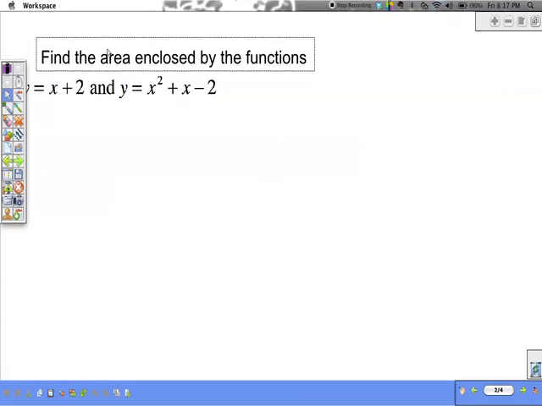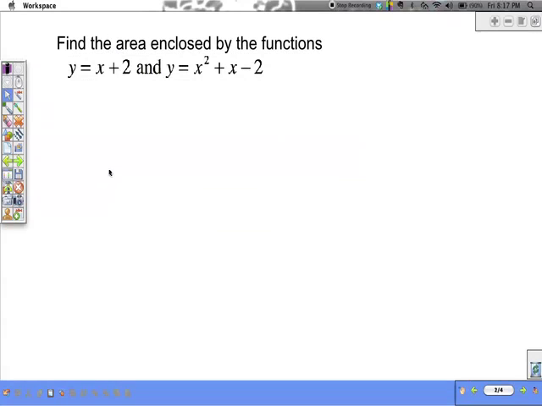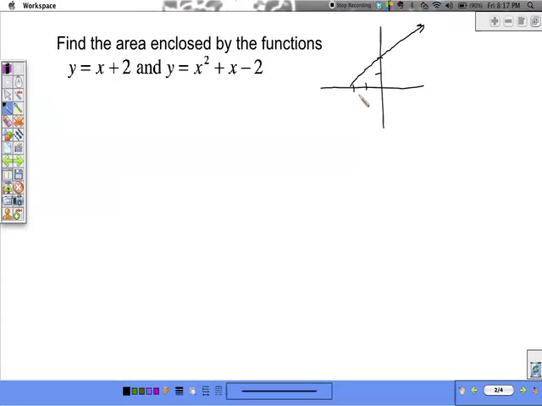The second example asks to find the area enclosed by two functions. We have a line and we have a parabola. Again, I'm going to start with a simple picture, simple sketch of this. So x plus 2 would be roughly that line. X squared plus x minus 2, I can quickly factor that, and I get x plus 2, x minus 1. So my zeros are at negative 2 and 1.